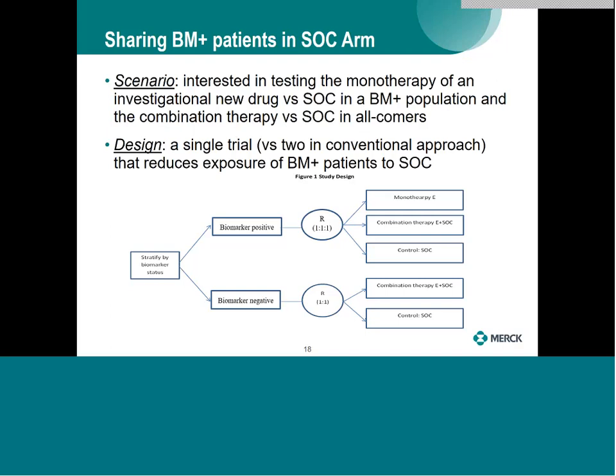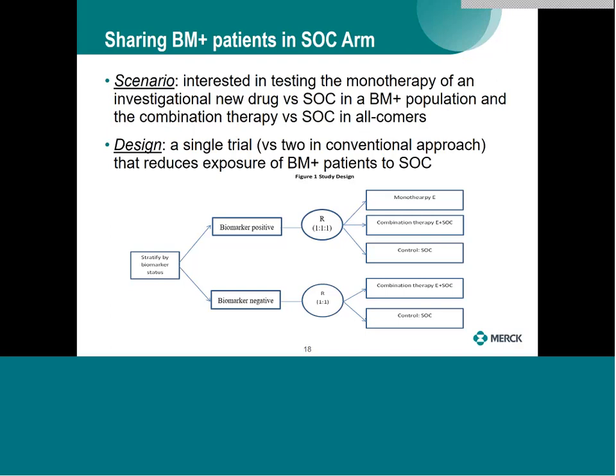And in the biomarker negative population, you only randomize into combo versus standard care. So when it comes down to comparison between combo versus standard care, you pull data across the two strata, but when you analyze data between mono versus standard care in biomarker positive population, you just look at the patients in the biomarker positive strata.